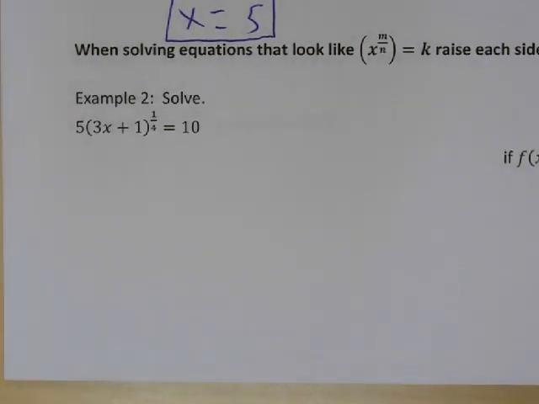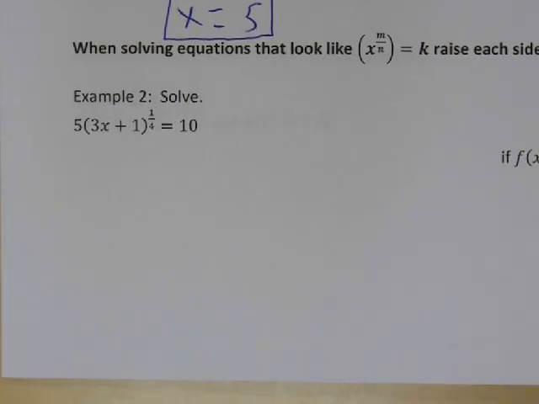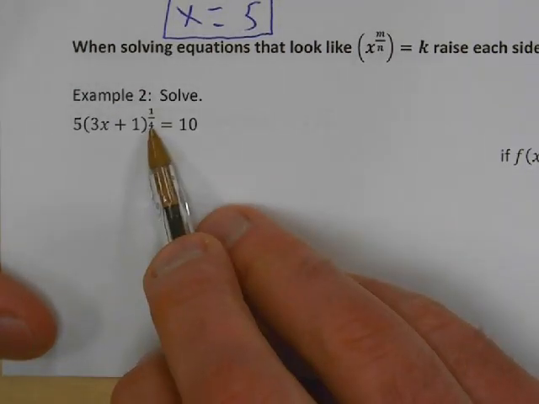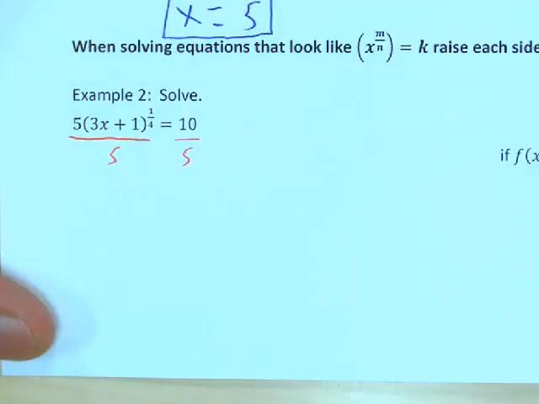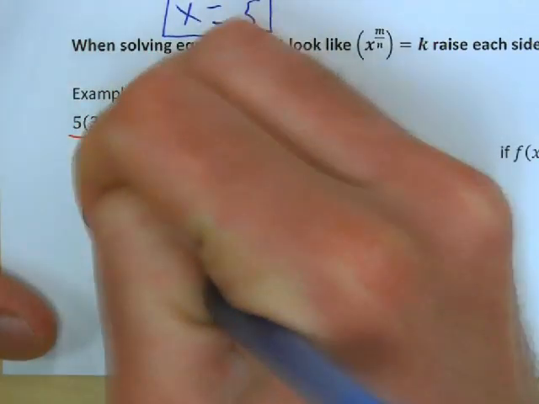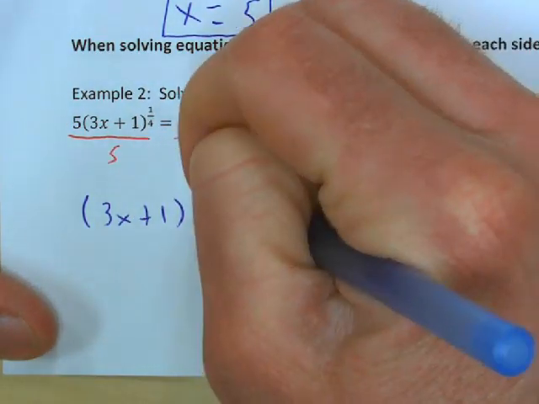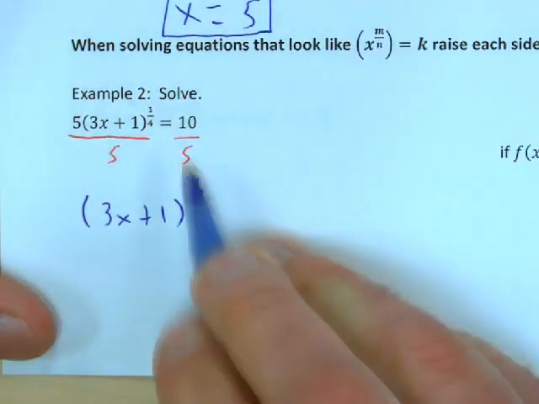All right, last two on the front page here, and then we'll get to the back page. All right, so again, you can think of it as if I plugged in a number for x, what would I do to that number? And then do all that stuff in the opposite order. Or we can just think, okay, I need to get the thing raised to a power by itself. So the first thing we want to do here is divide both sides by 5. Okay, and then that gives me 3x plus 1 raised to the 1/4 power equals 2.